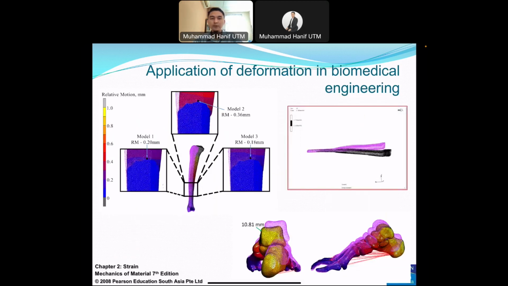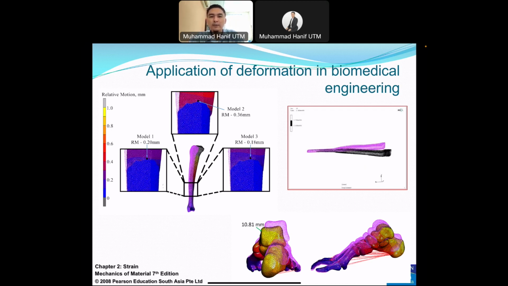We move to the next topic, the application of deformation in biomedical engineering. Maybe you are still new in this course and do not know where to apply these fundamentals in real life after you graduate. If you become a design engineer, for example, you will design something and have to test it. To test its mechanical properties, you have to apply solid mechanics.